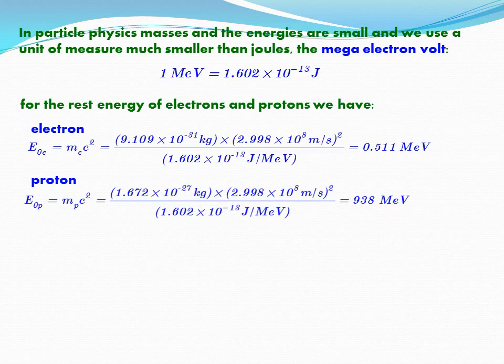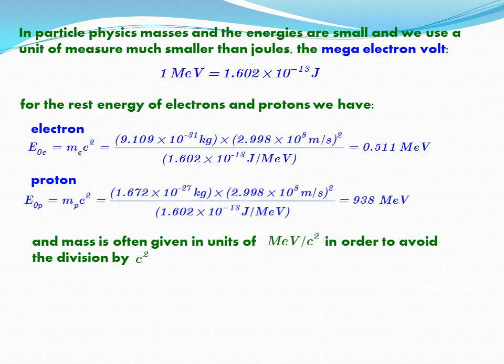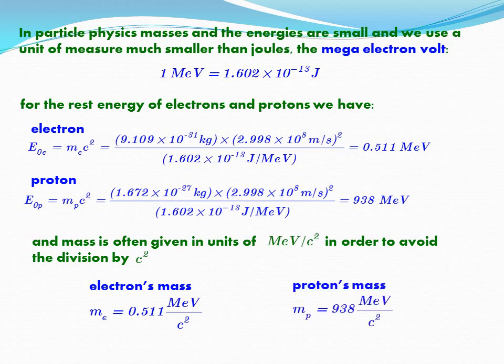938 megaelectronvolts. Also, we prefer to give mass in units of megaelectronvolts per c squared, and this simply in order to avoid the division by c squared. Therefore, the electron mass is 0.511 megaelectronvolts per c squared, and the proton's mass is 938 megaelectronvolts per c squared.